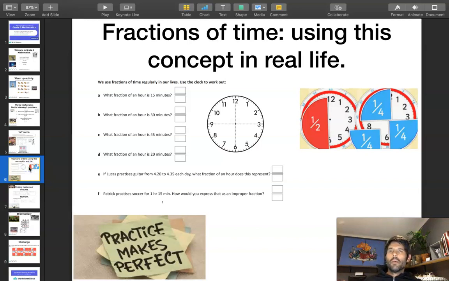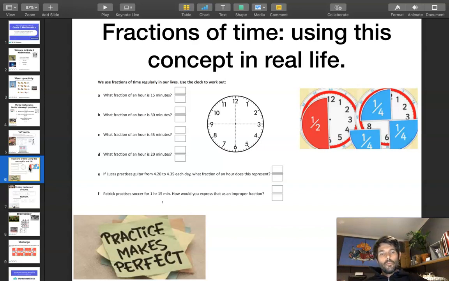Okay, so sometimes in places where we use of sums is time. Okay, so we're going to look at a little bit of fractions of time. So using this concept in real life. So as the screen says, we use fractions of time regularly in our lives. And I'd like you to use the clock, which has been divided into 4 quadrants, to work out A to F, and then press play to see if you've worked it out correctly.